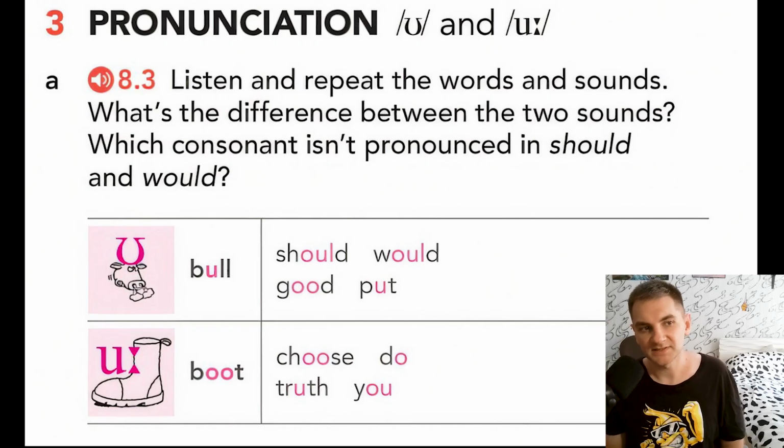Part 3 pronunciation. U and U sounds. A. Listen and repeat the words and sounds. What's the difference between the two sounds? Which consonant isn't pronounced in should and would? Now listen and try to hear the difference. But I warn you, it's okay if you don't hear any difference at all.